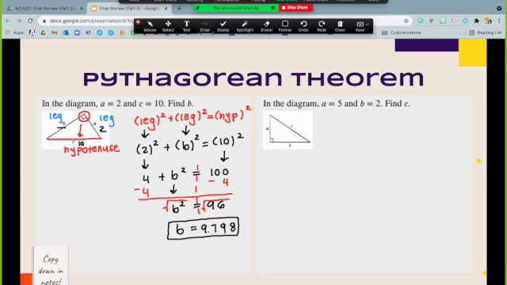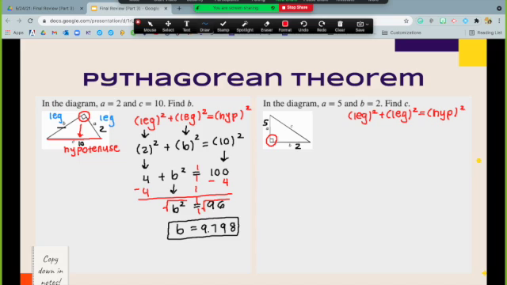Let's look at the other diagram. The other diagram has A equaling 5, B equals 2, and we still need to use the formula: leg squared plus the other leg squared equaling the hypotenuse squared. So to do that, I need to identify what my hypotenuse is.